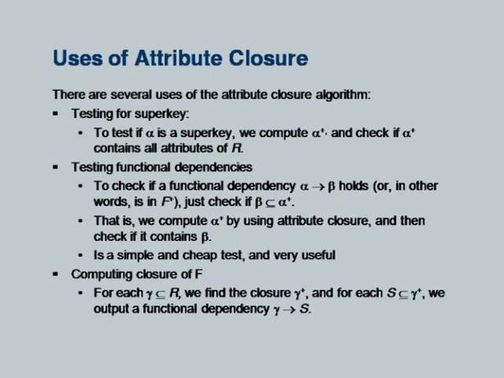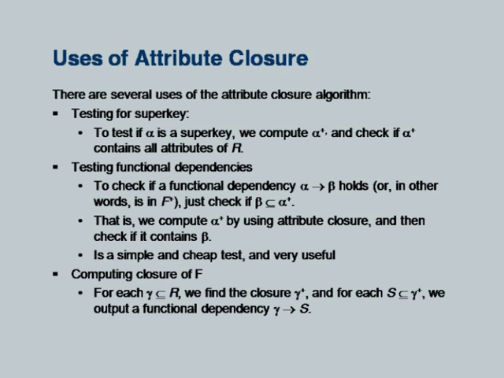Now, moving forward, what do we do with attribute closure? There are many useful things. The first is to check if something is a super key. We have already seen how to do that. Along with super key, we also saw how to do candidate key.